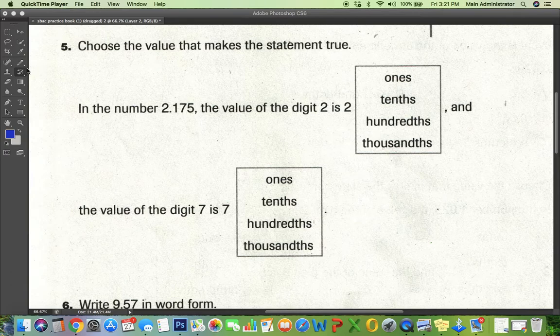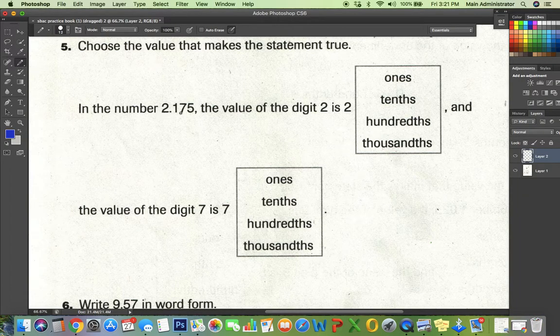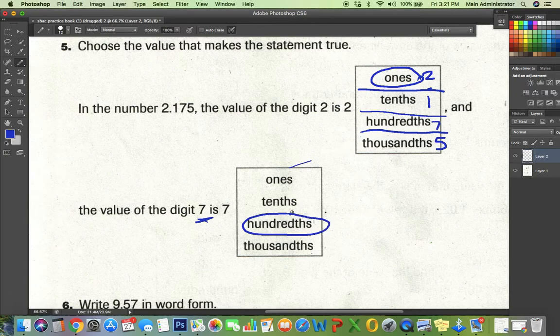In the number 2 and 175 thousandths, the value of the digit 2 is... I'm going to pretend that this is like a place value chart sideways, and I'm going to just rewrite my number, 2 and 175 thousandths. So the 2 is in the ones place, and it looks like it's asking me about the 7. The 7 is in the hundredths place, so I'm going to circle that.